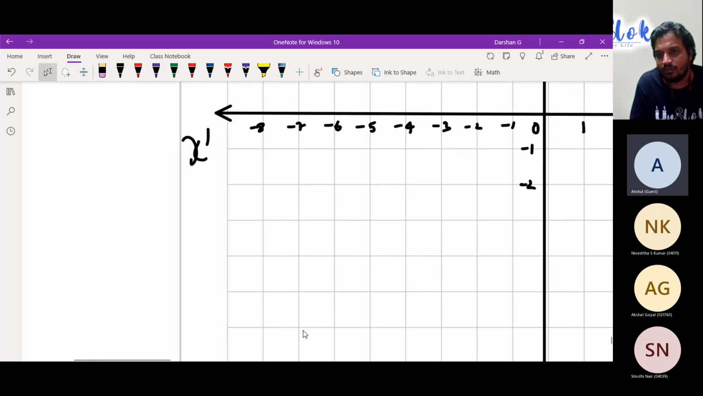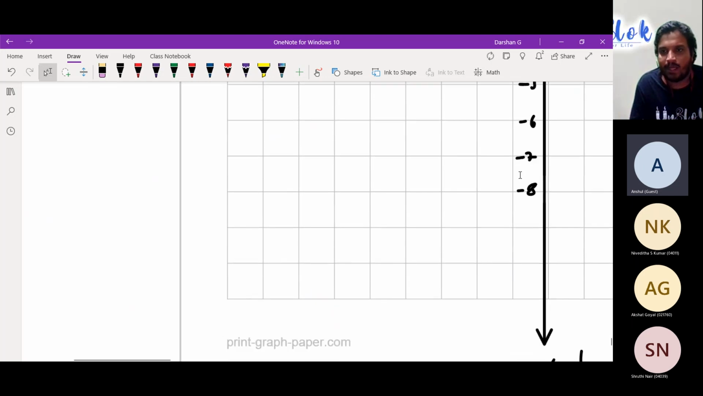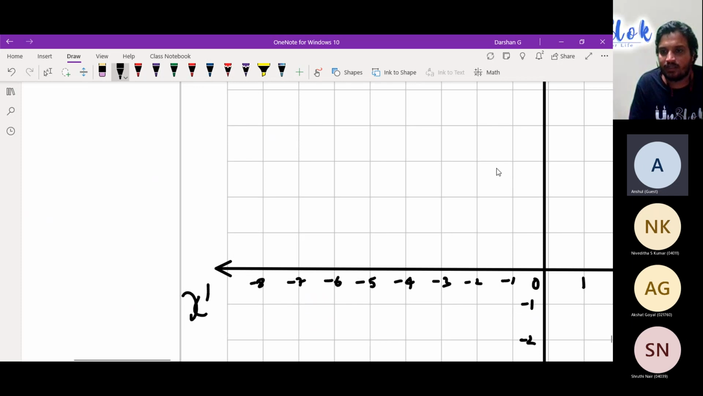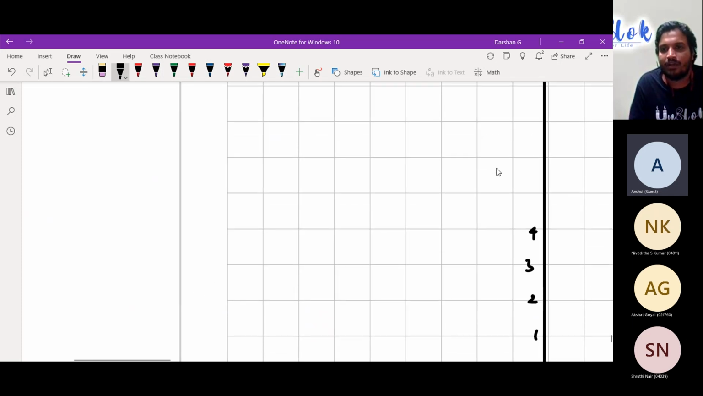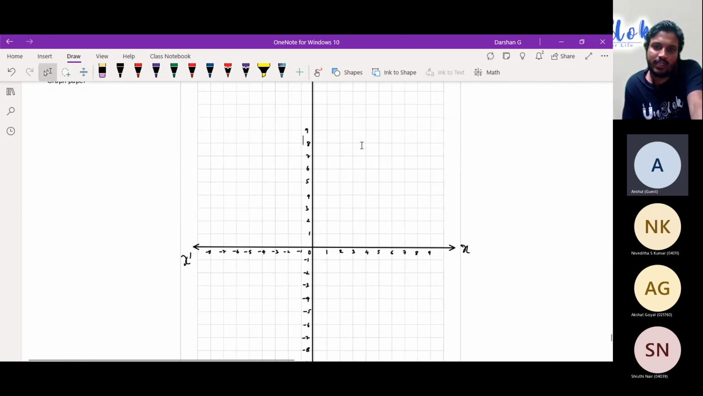Minus 1, minus 2, minus 3, minus 4, minus 5, minus 6, minus 7, minus 8, and minus 9. Not required more than that. Doing this as 1, 2, 3, 4, 5, 6, 7, 8, 9. Now, the next step, so now it looks good.